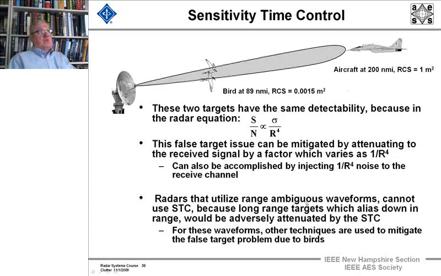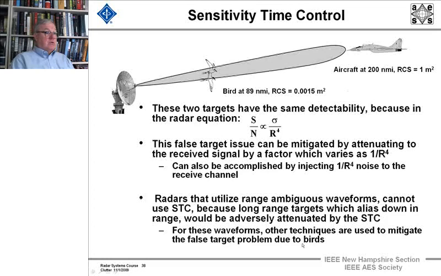I'm bringing this up for the first time. We'll be talking about that when we do Doppler processing and low, medium, and high pulse repetition rates. For these waveforms, other techniques are used to mitigate the false target problem due to birds.